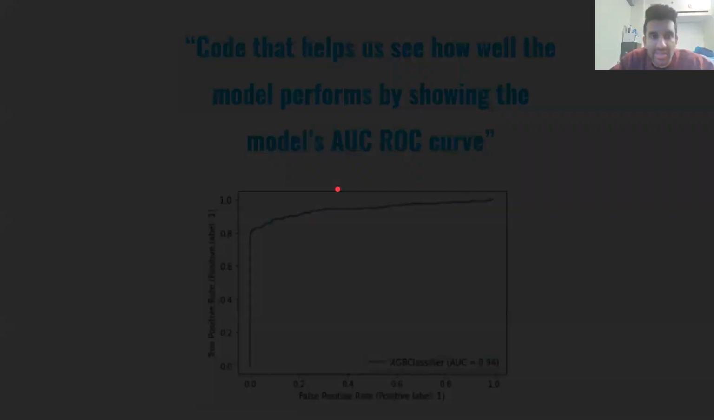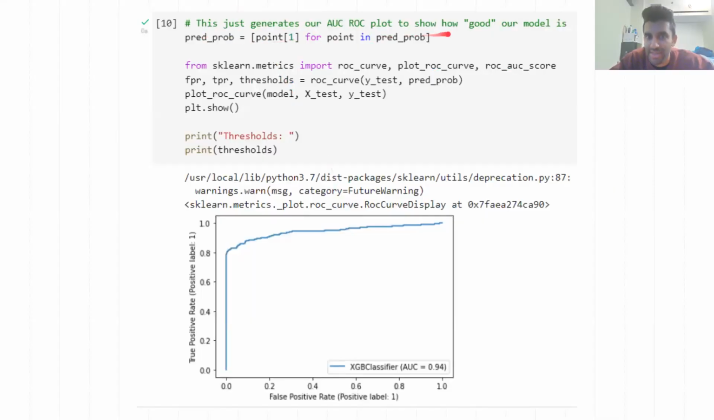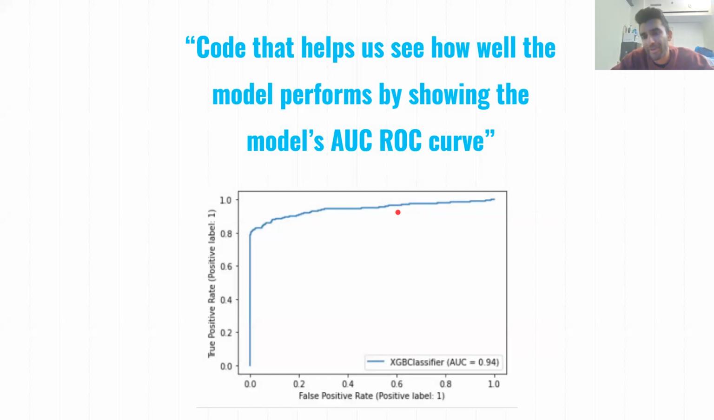And I have these notes in there just to tell you, this just generates our AUC ROC curve to show you how good the model is. So you can just read that and say, okay, this code is just generating this model. And then you can just look at the model and you don't have to worry about the code. So that's just kind of the trick that I'm trying to tell you all for now as you're starting out.